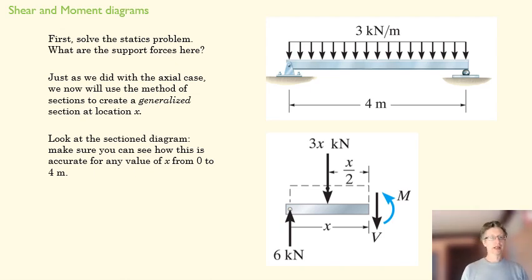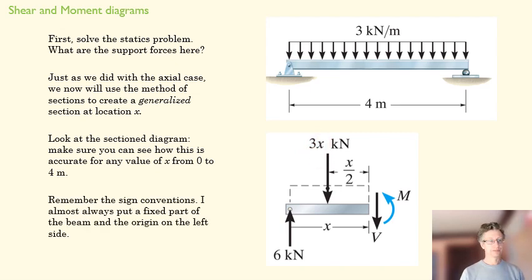And so take a look at this, and you might even pause this and make sure that you can understand what's going on here, why this makes sense. Why is my loading always going to be 3x? And we talked a little bit about sign convention. I almost always put my fixed part on the left, and that makes it a little easier to remember that my shear goes down and my moment goes up in that situation.